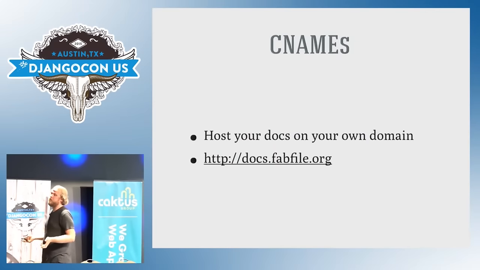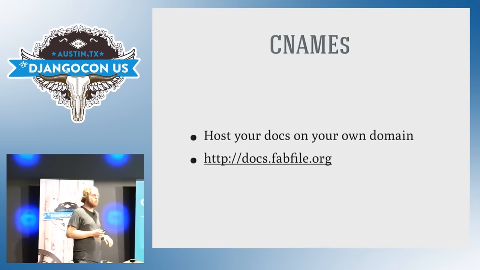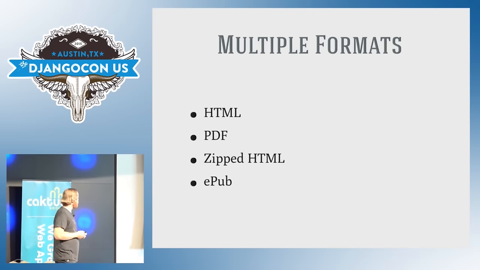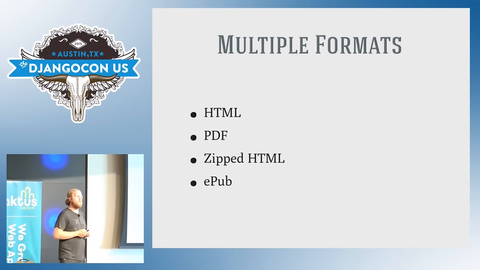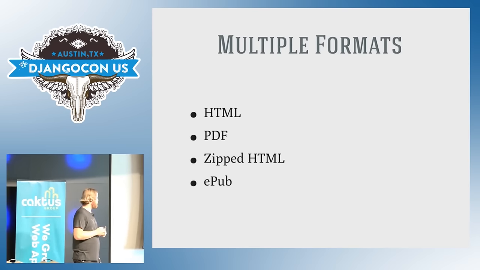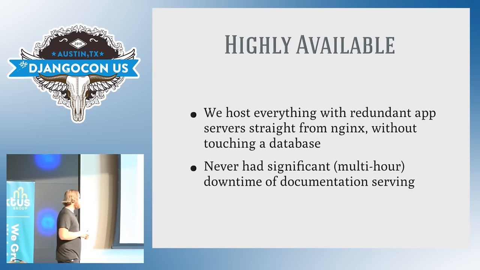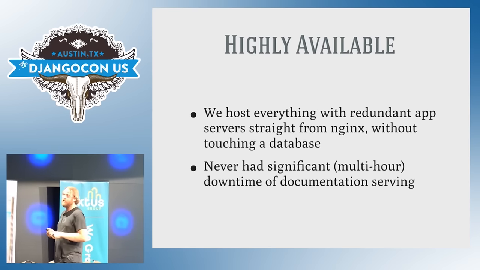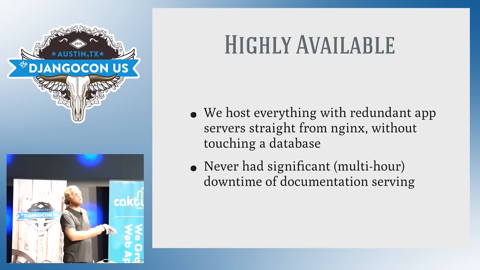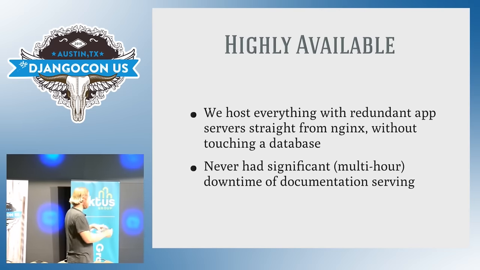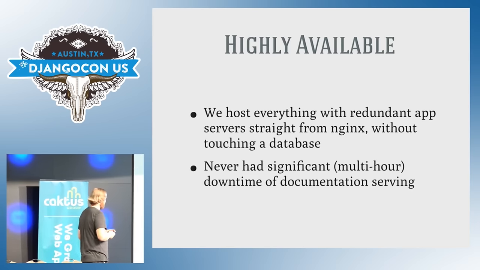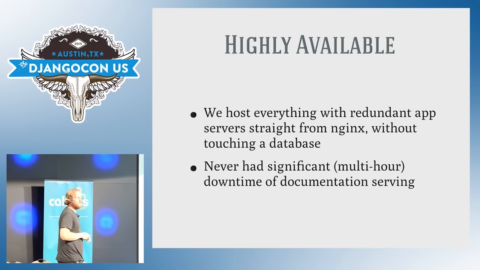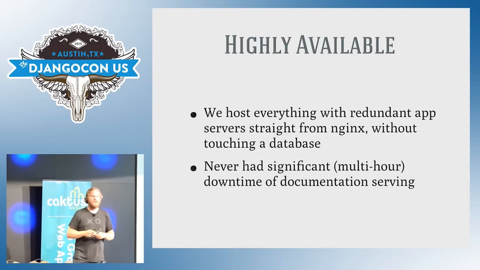We do CNAMEs, so lots of people use Read the Docs and you probably don't know, just because they're on a separate domain. Like Fabric, for example, uses us, but they have it on their own domain. We generate all these multiple formats automatically on every push, so you have PDFs and all that good stuff for your docs. And we host everything in a reasonable way. I think we've never had substantial documentation hosting downtime, because pretty much everything is served directly from Nginx, so we never actually have Python code running in the serving of documentation. We just have this crazy nest of symlinks that exists on the file system to support that. But it's pretty much always there, which is incredibly important for infrastructure services, because this room would be very upset with me if it went down right now.